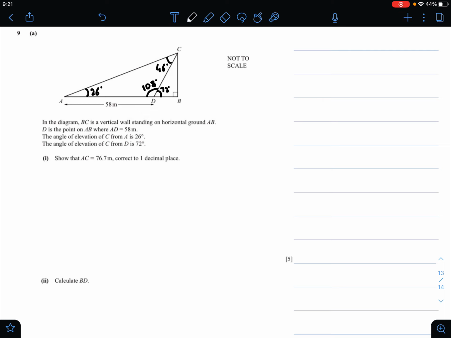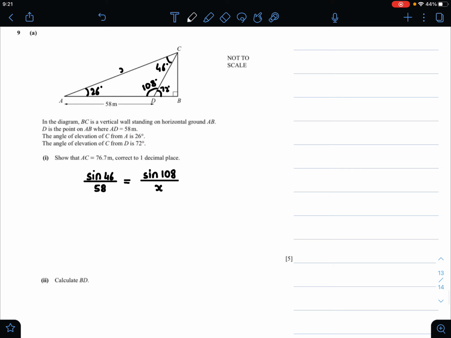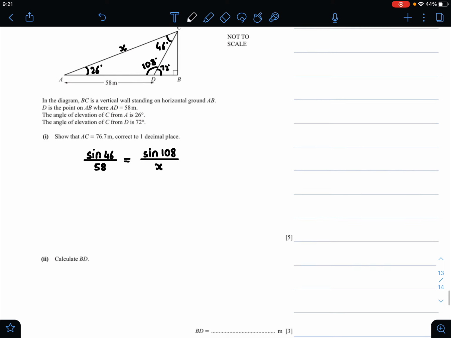Now we can use the sine rule to find out the side AC. So sine 46 divided by the side that is opposite to it, which is 58 meters, is equal to sine of the angle opposite to AC, because we have to find AC. So sine of 108 divided by x. So we leave AC as x for now. Let's label it as x. And now all we need to do is solve this equation for x.